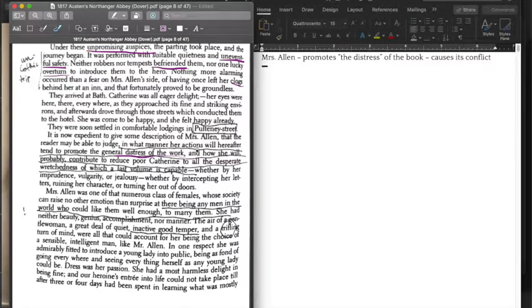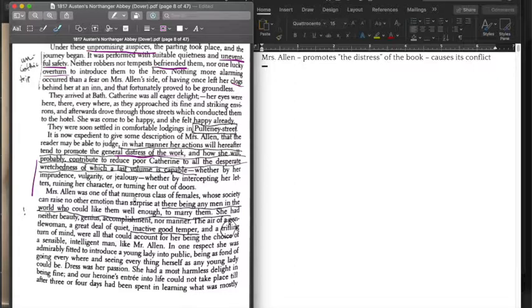So, actually, although we haven't started out very gothically here, we're going to see that Mrs. Allen is going to cause a lot of problems and turn Catherine maybe even into a good Gothic heroine. Whether by her imprudence, vulgarity, or jealousy, whether by intercepting her letters, ruining her character, or turning her out of doors. So maybe Mrs. Allen will do a good job making Catherine into the heroine she wants to be.